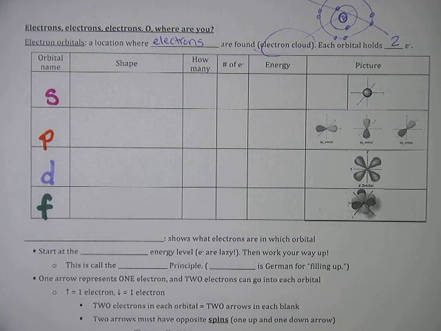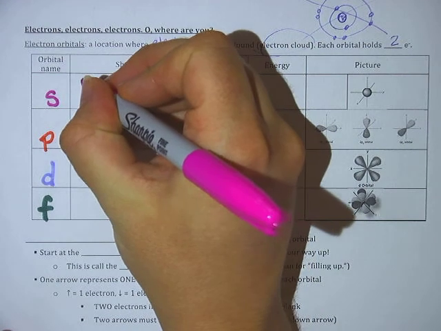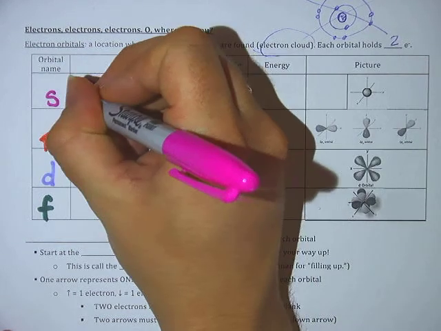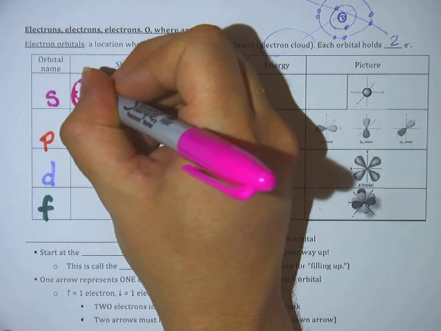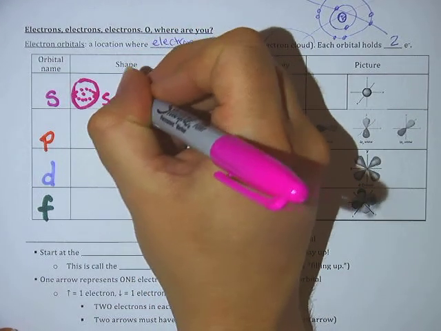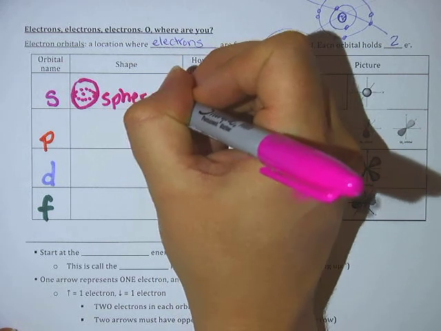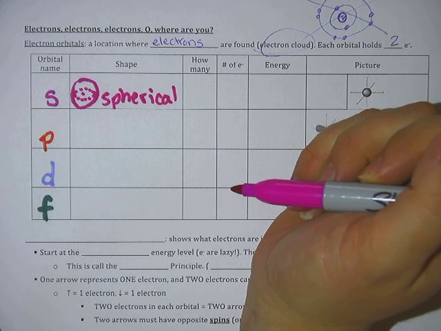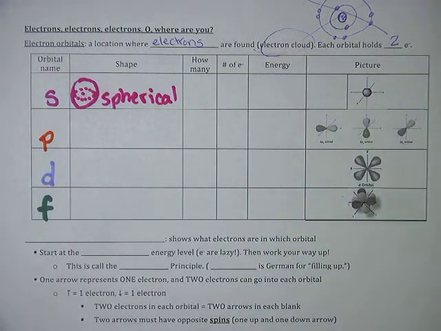They're called s orbitals because they have a spherical shape. So you can draw kind of a sphere, like a circle, put a center in it, do that thing so it kind of looks 3D. Their shape is spherical, and that's because s basically stands for sphere. Get it?